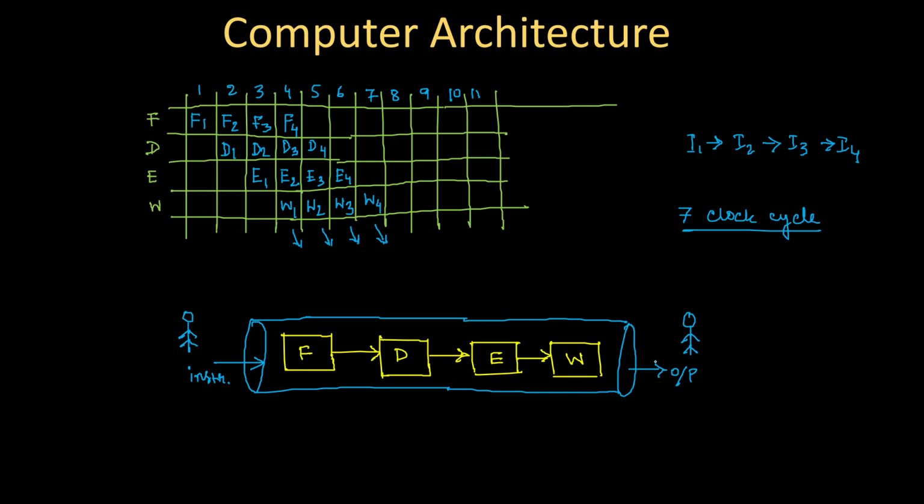So what will this person find out? This person will find out only the output. This person doesn't have any idea about how this is happening within the whole system. So that means this pipe is basically an abstraction, right? An abstraction to the users.